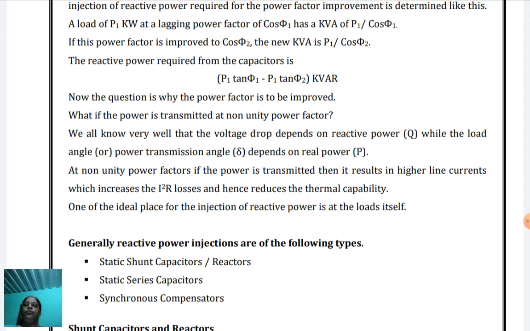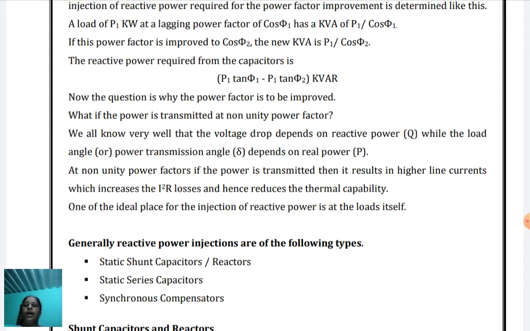Now the question is why the power factor is to be improved, and what happens when power is transmitted at non-unity power factor. We have to study all those things here. The voltage drop depends on the reactive power Q, while the load angle or power transmission angle delta depends on the real power P only. At unity power factor, if the power is transmitted, it results in higher line currents, which increases the I squared R losses and hence reduces the thermal capability.